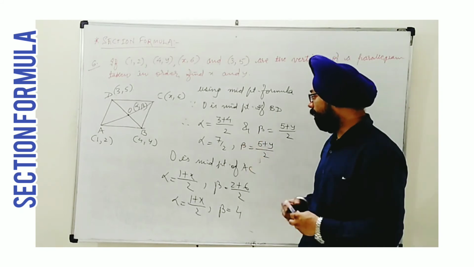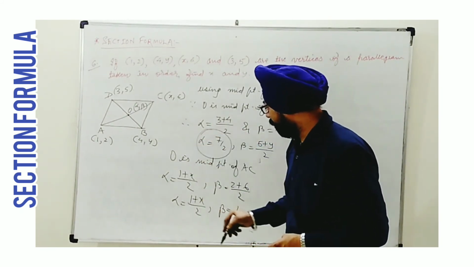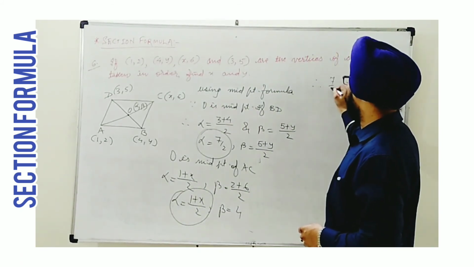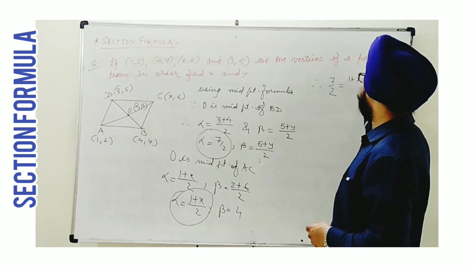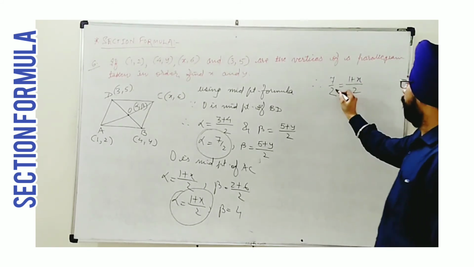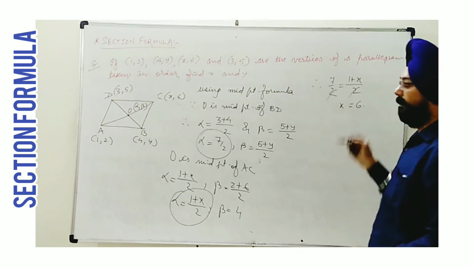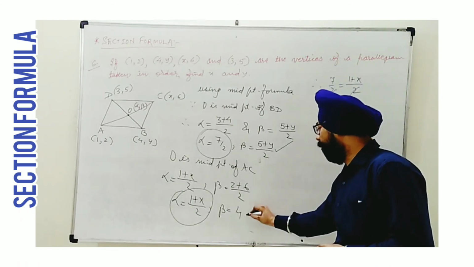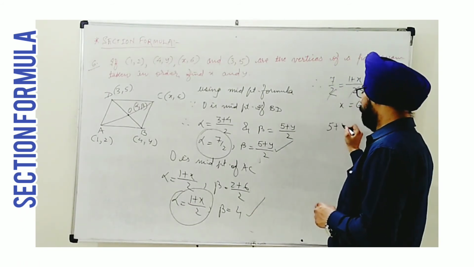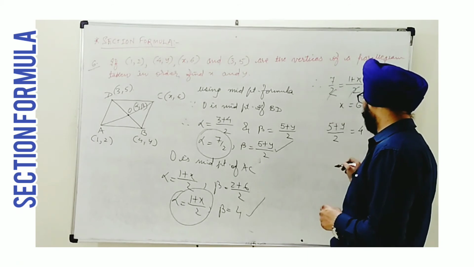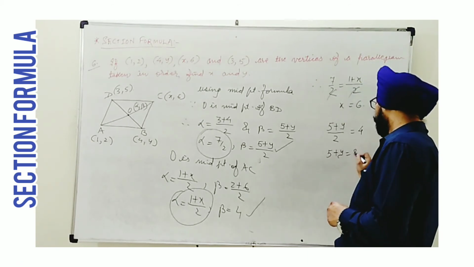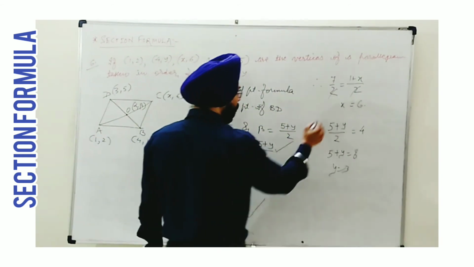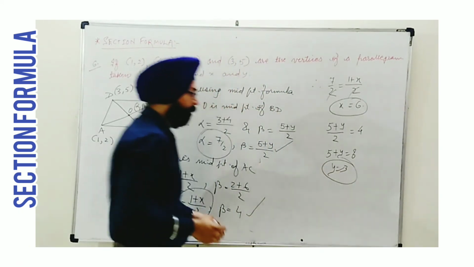So when we compare the values of alpha, first one we got 7 upon 2, second we got 1 plus x upon 2, therefore 7 upon 2 is equal to 1 plus x upon 2. Solving, we get x equal to 6. Next, if I compare the values of beta obtained in both cases, so I see 5 plus y upon 2 is equal to 4. We get 5 plus y is equal to 8 and y comes 3. So this way, x and y we have obtained as 6 and 3.